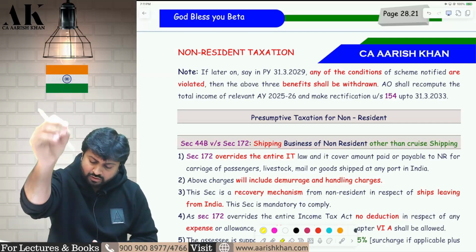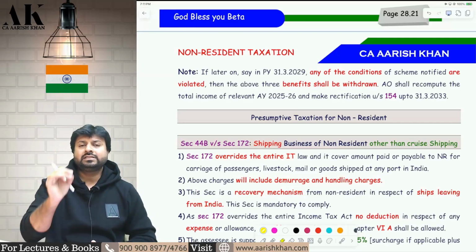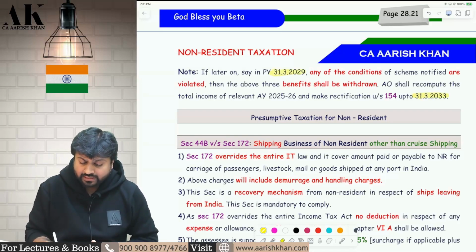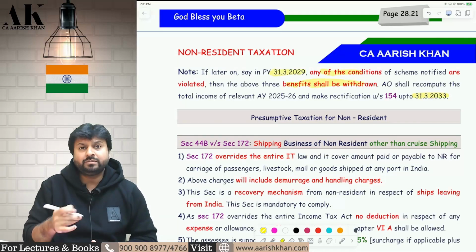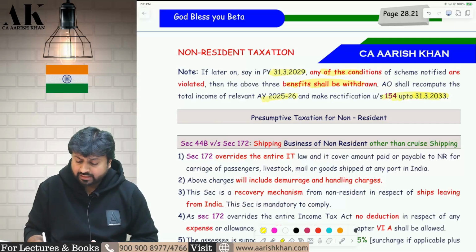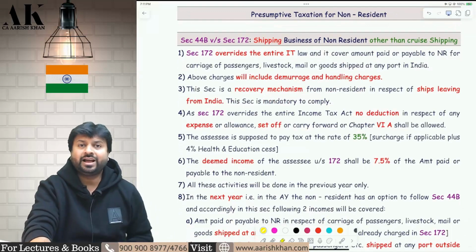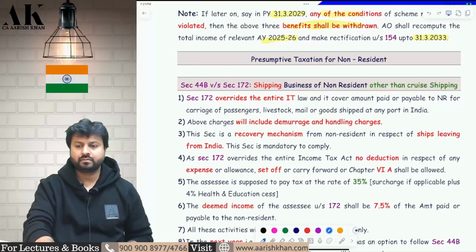For example, if in 2029 you violate any of the conditions, all the benefits will be withdrawn, and the AO will pass the order rectifying your order within 4 years from the end of the financial year in which you make the mistake. I hope it is clear to all of you.